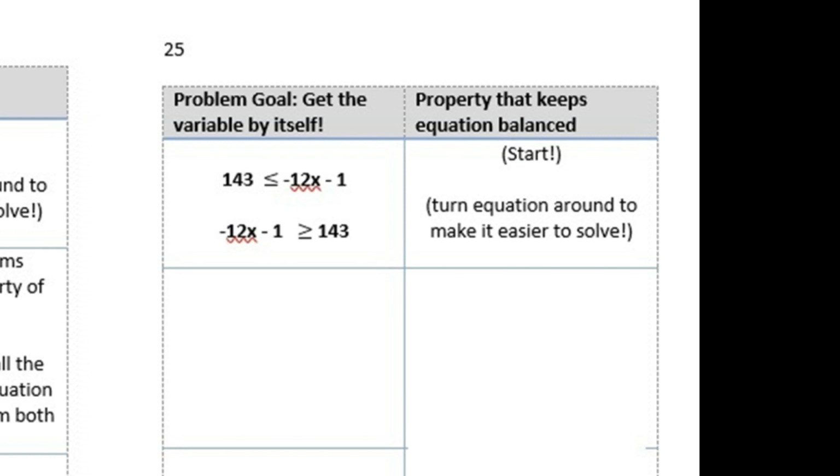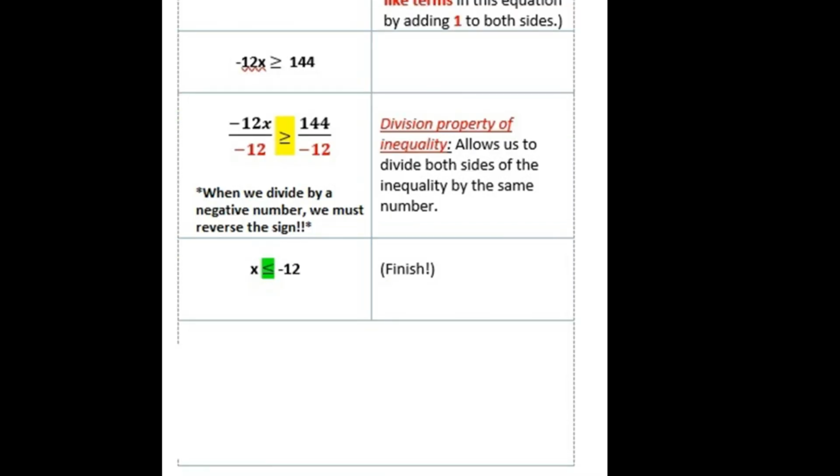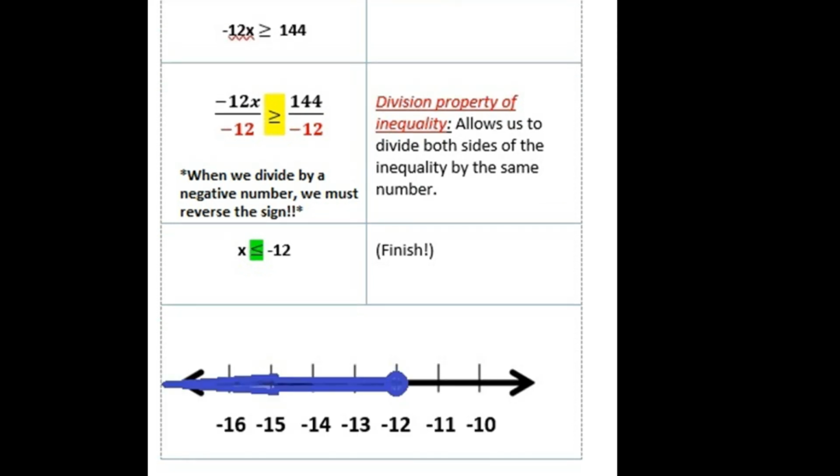Negative 12x minus 1, we're going to add 1 to both sides, and that becomes negative 12x is greater than or equal to 144. Here's our division property of inequality. Whenever we divide by a negative number or multiply, we have to reverse the sign. So we go from greater than or equal to, to x is less than or equal to negative 12. Remember, a positive divided by a negative is a negative number. That's where that negative 12 comes from. So closed dot on negative 12, shade it all the way over to the left.